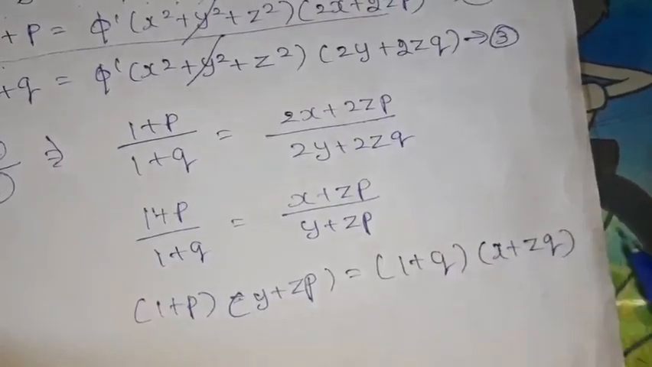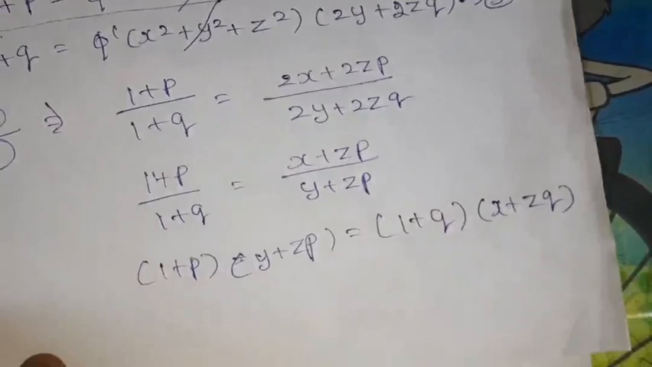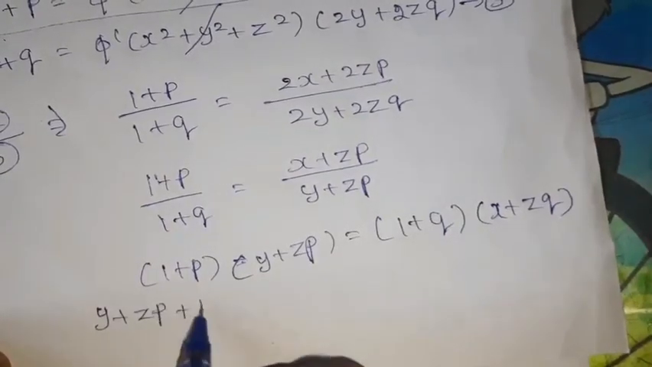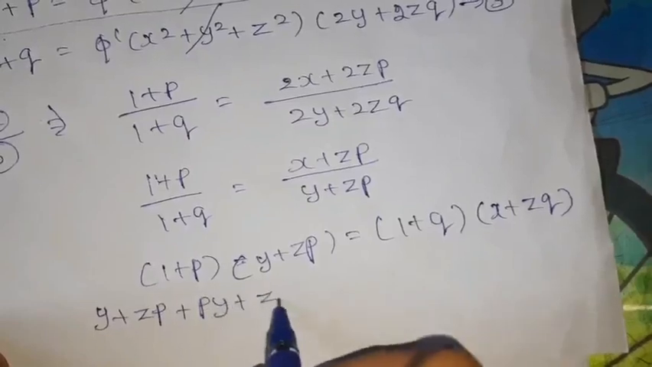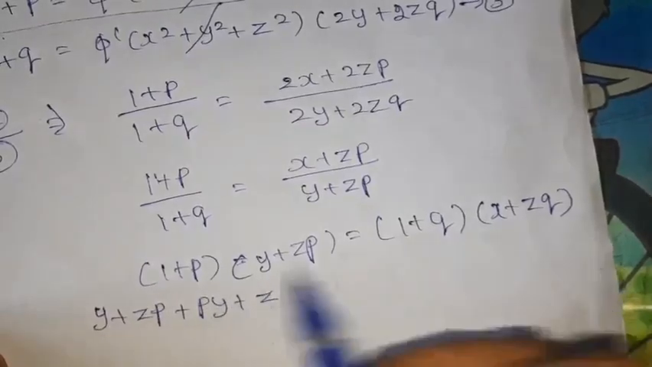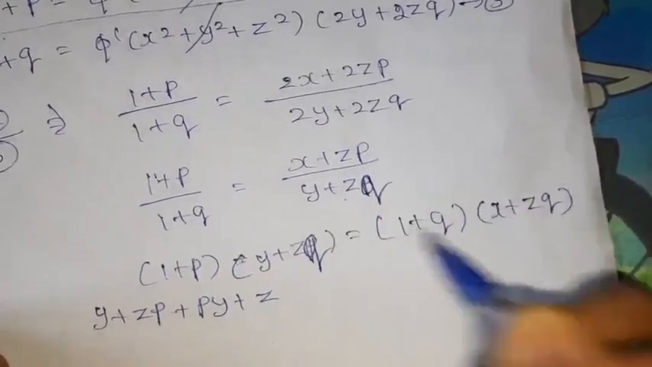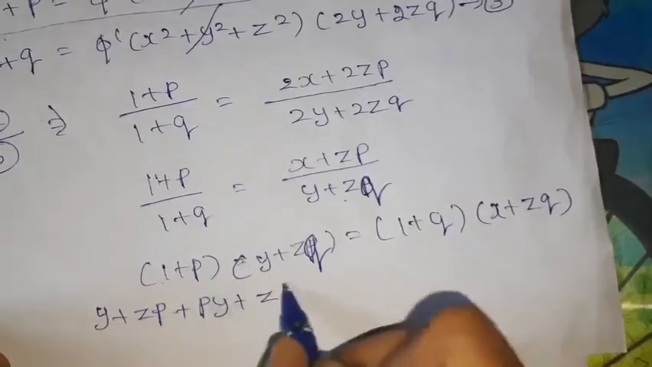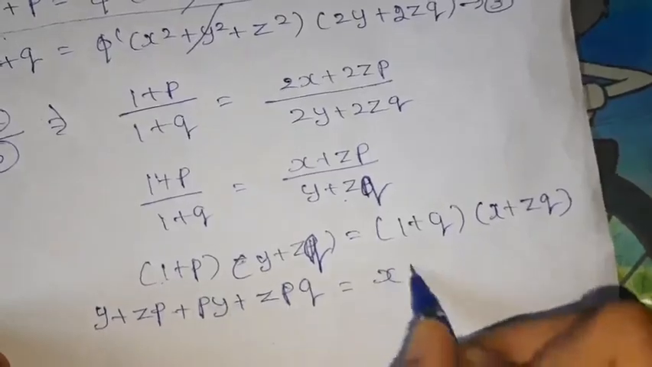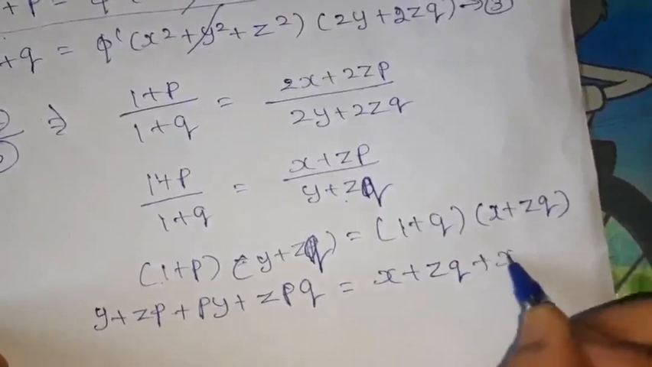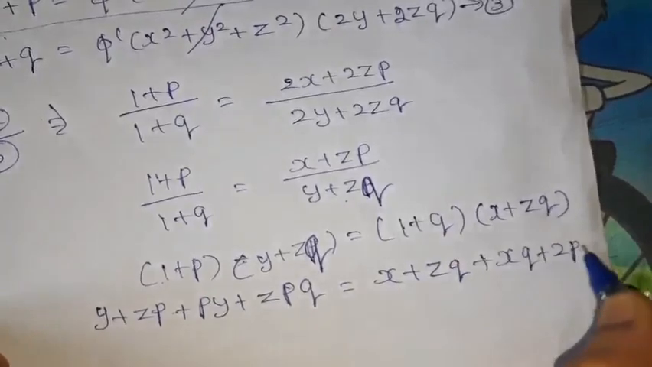When we multiply inside, what will we get? y plus zq plus py plus zpq. Again, x plus zp by 1, then xq plus zpq. This is p.